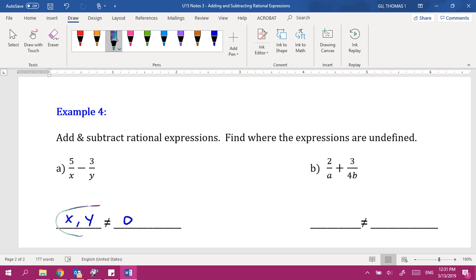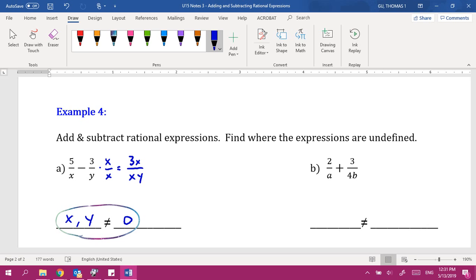Okay, what is my least common denominator here going to be? xy. How did you find that? You just multiply them together. That's right. So how do I get 3 over y to have that denominator? Times x over x, which gives me 3x over xy. Let's put it in alphabetical order, x, y.